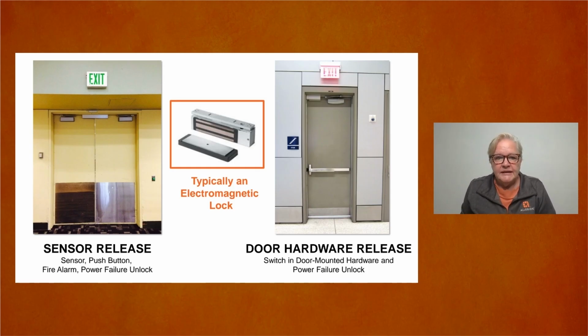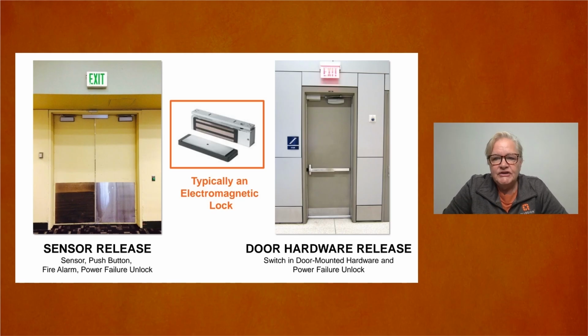With the door hardware release, that's the one I've been using as an example, the one on the right, it's the same type of lock. It's usually a mag lock, but instead of being released by a sensor, the lock is released, like I said, by a switch in the hardware that's mounted on the door. So same lock, different release methods.